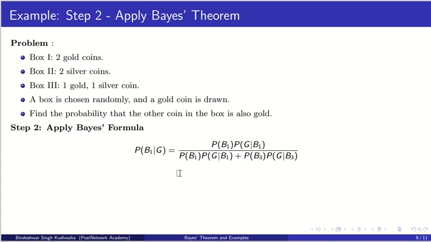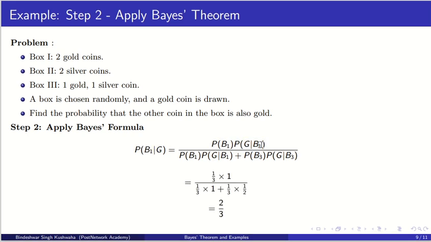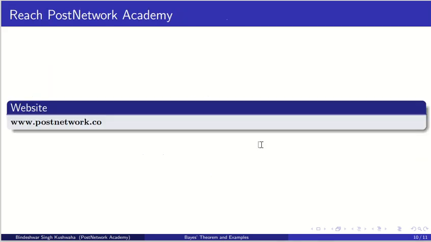Now let us apply Bayes theorem. The probability that the box is the first one, given that it is a gold coin. We will plug in all the values. So that would be 2 upon 3.